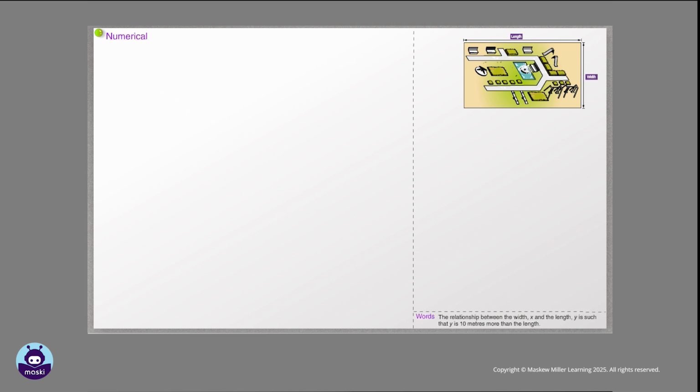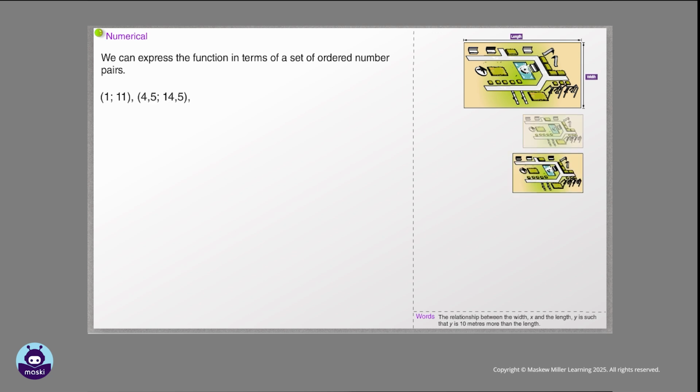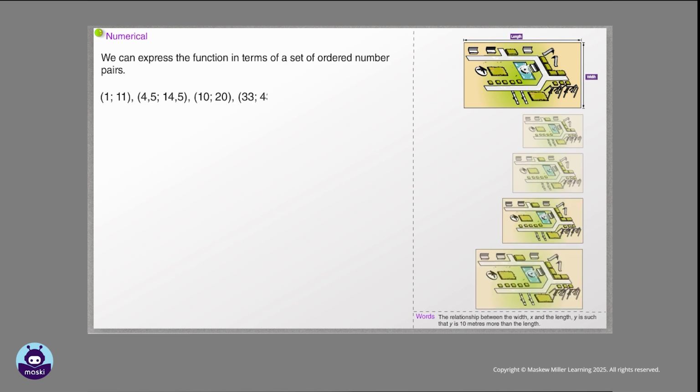Numerical representation. We can express the function in terms of a set of ordered number pairs. If x is 1 meter, y is 11 meters. This can be expressed as an ordered pair as (1, 11). If x is 4.5 meters, y is 14.5 meters. This can be expressed as an ordered pair as (4.5, 14.5). Similarly, the other ordered pairs are (10, 20), (33, 43), etc.